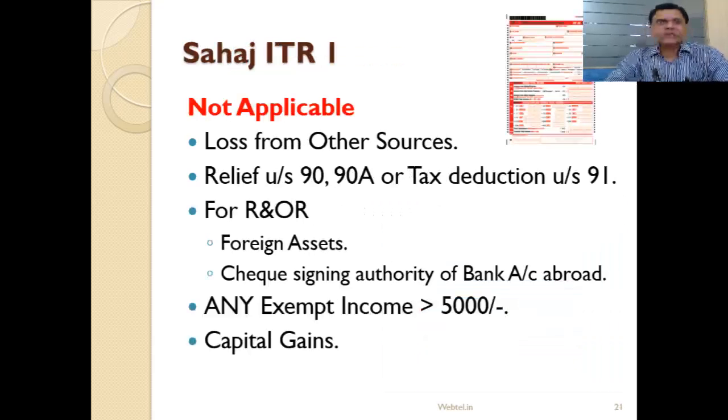Coming to the individual income tax return form, Sahaj or ITR 1, as we are aware, it is not applicable where there is a loss from other sources. Some relief has been claimed under section 90, 90A or 91, and for residents and ordinarily residents, there are some foreign assets, or the person has signing authority in any bank account abroad, or if any exempt income is there which is exceeding 5,000 rupees, or even if any capital gains is there. In all these cases, ITR 1 cannot be used.